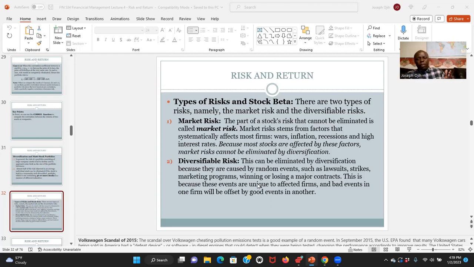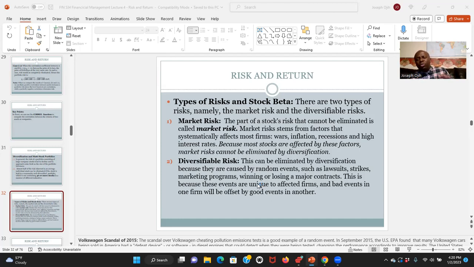Usually market risk is caused by things that systematically affect most firms. Things like war, inflation, recession, high interest rates, and so on and so forth. When these kinds of things happen, it affects the whole stock market. And because most stocks are affected by these factors when they occur, we say that we cannot eliminate market risk through diversification. I'll give you some examples.